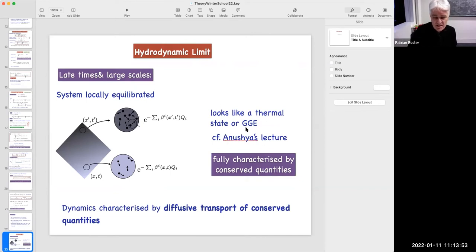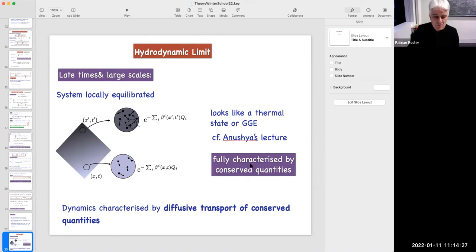Anusha already discussed this in her lecture. What happens there is the system equilibrates locally. So if you look at some small patch or some large patch of the system at late times and large scales, it locally looks like, let's say, a thermostat in a generic system, or a generalized Gibbs ensemble if you have additional conservation laws.